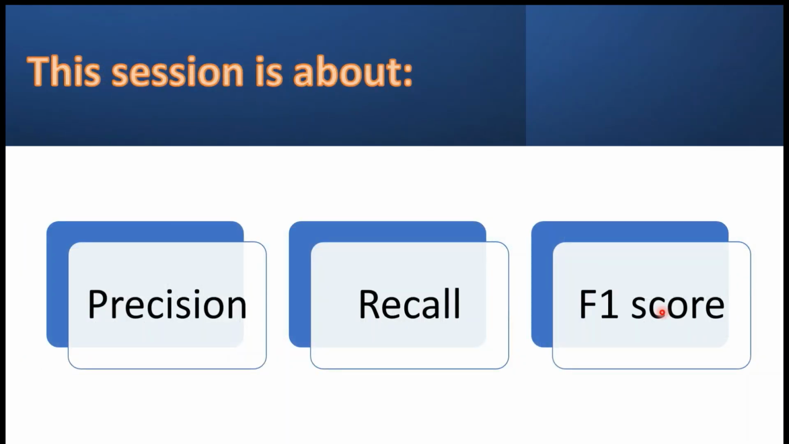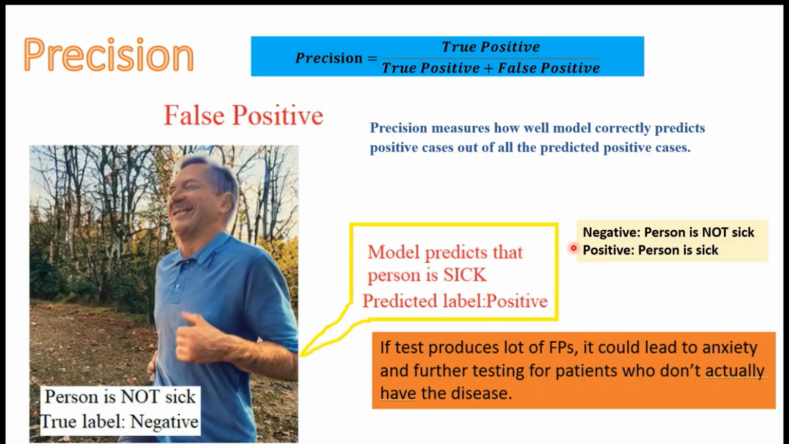In today's session, we will look into these three important measures, and we'll try to understand how these are calculated and how this will be helpful when accuracy score is misleading. So we are focusing on precision, recall and F1 score. So let us look at the first performance metric, that is precision.